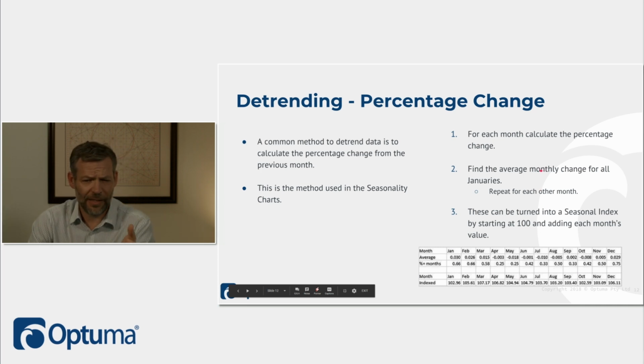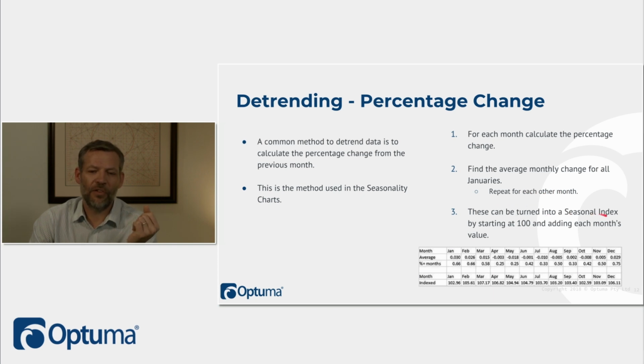So for each month, we calculate the percentage change. We find the average monthly change for all Januaries, and then we repeat that for every month. And then it's turned into a seasonal index by starting at 100 and adding each month's value.